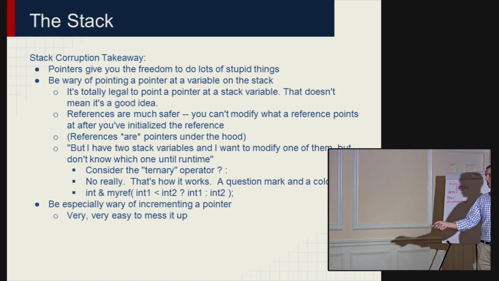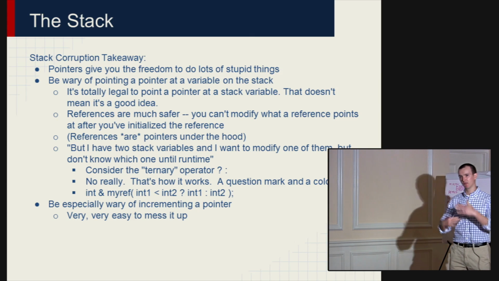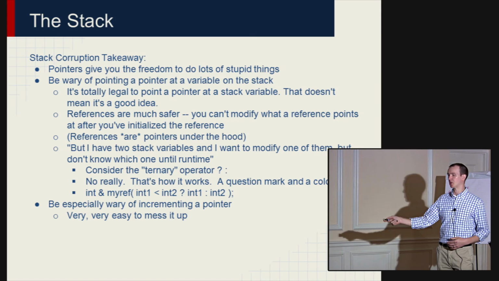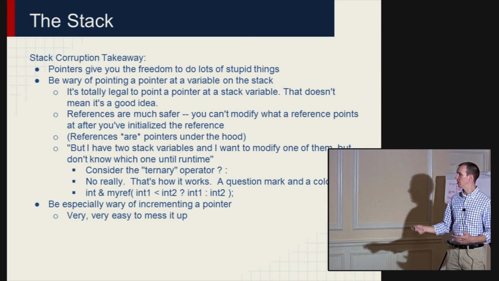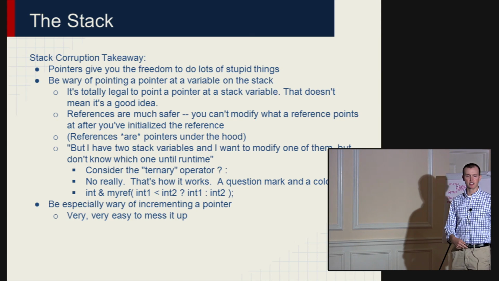So let's say you want to initialize this reference, int reference myref. So you can initialize it within these parentheses here. So this is the Boolean expression that begins the ternary operator. So is integer 1 less than integer 2? Then if so, initialize myref to int 1. Otherwise, initialize it to int 2. And that will let you modify one of 2 pieces of data in an identical way with just a single block of code. You just start using myref instead of int 1 or int 2. And also just be especially wary of incrementing a pointer, because that's how you're going to get into trouble.